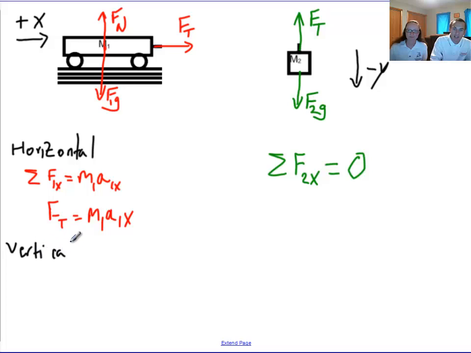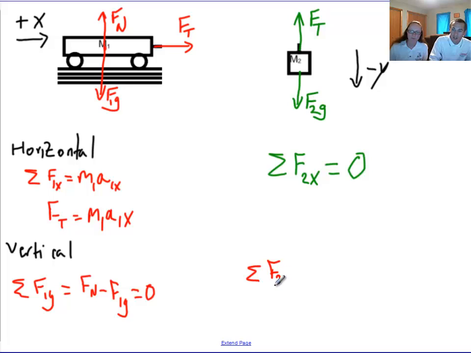Same process. Object 1, net force in y is equal to the normal force minus F1g equals 0, because it's not moving up or down. It's not accelerating off the track, so this is just 0. We don't have to care about that one. All right, this one we will have to care about because it is going to accelerate downward.